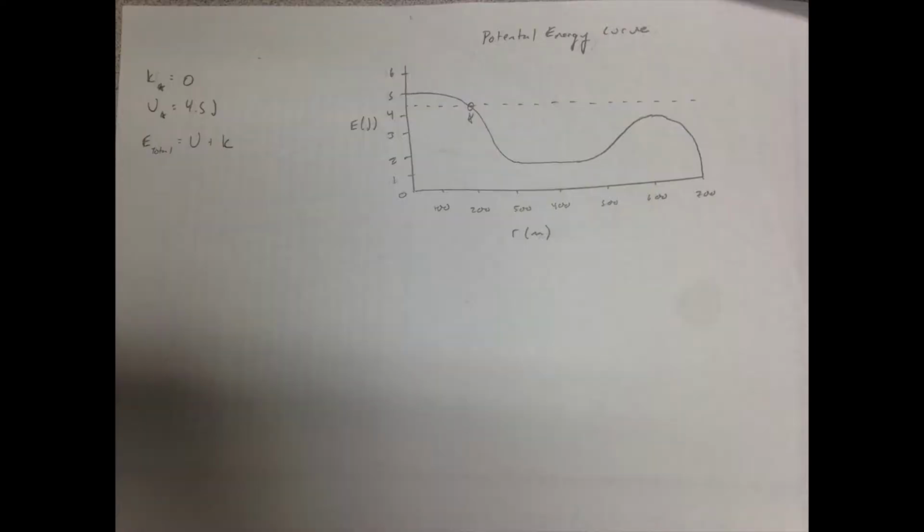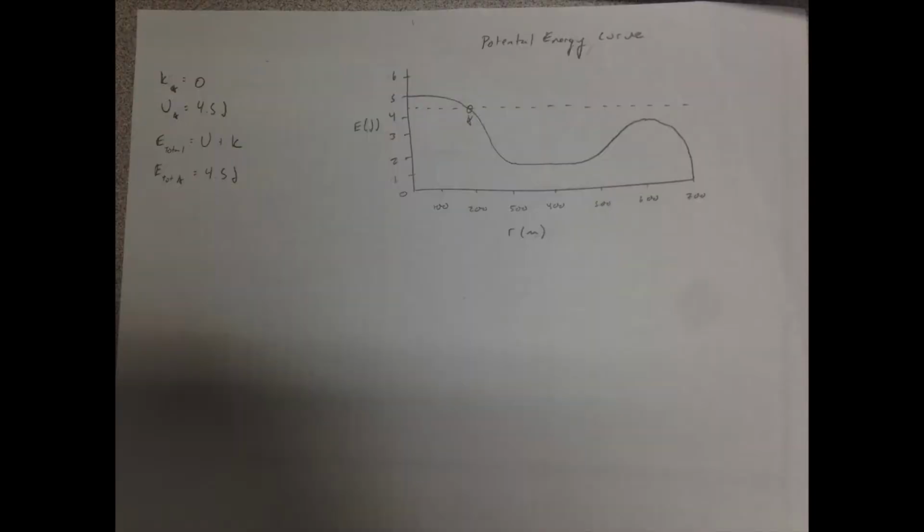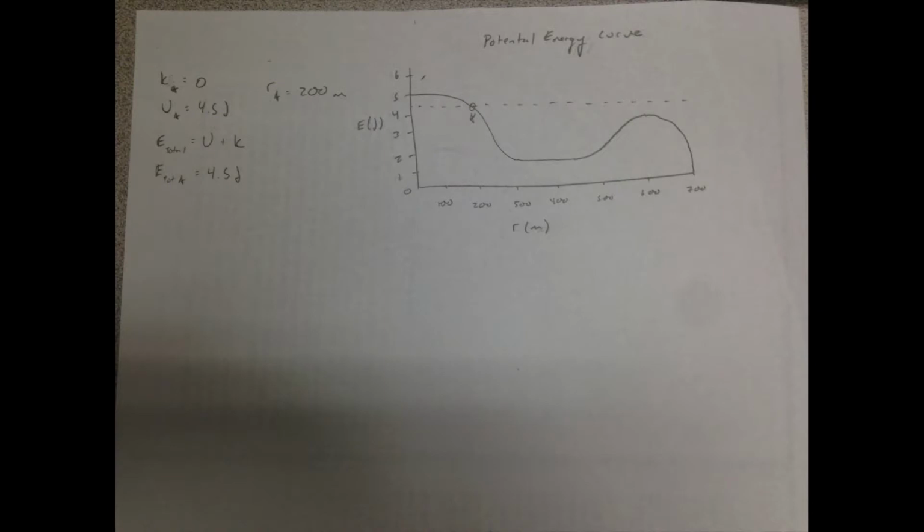For a potential energy curve, the total energy is equal to the potential energy plus the kinetic energy. And so we can say that the total energy is equal to 4.5 joules. Here at point A, the position is 200 meters, and because kinetic energy is equal to 1/2 mv squared, velocity at point A is also 0.